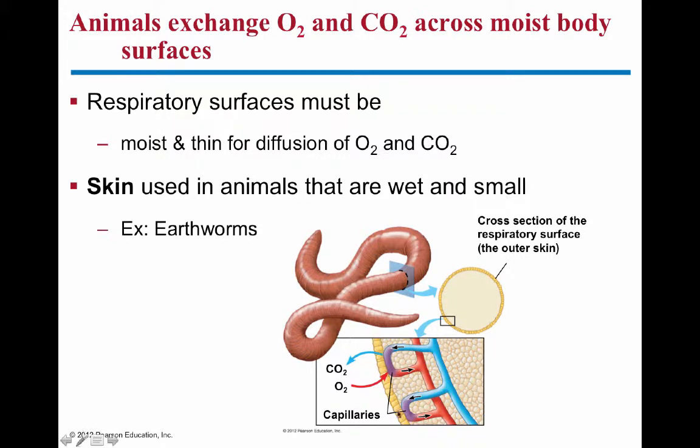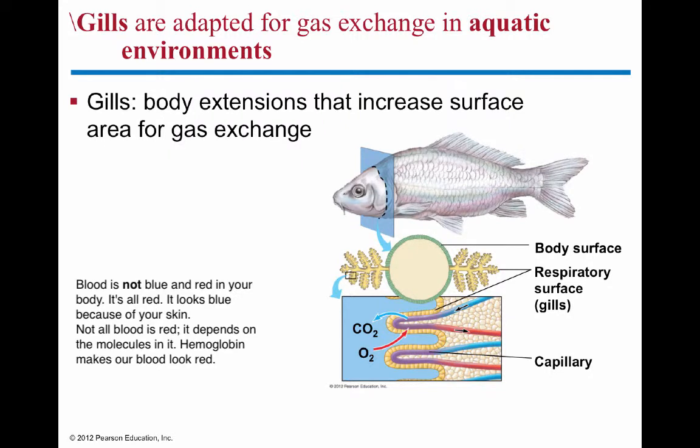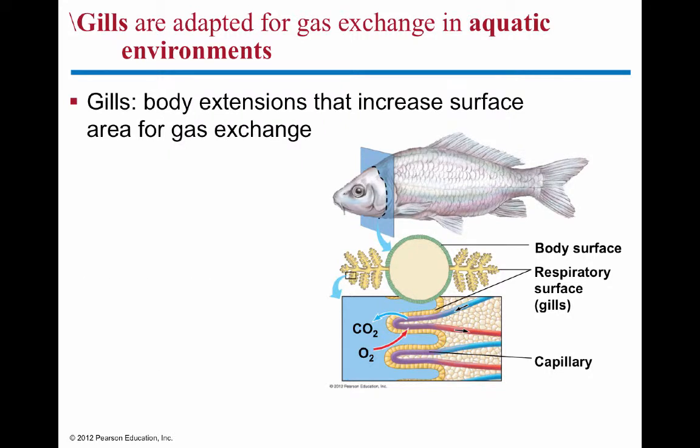These are one layer of cells right up next to capillaries where the deoxygenated blood, which is represented in blue here, is coming in, dropping off its carbon dioxide, and then picking up oxygen, which goes back out into the body. Gills are another type of surface that oxygen and carbon dioxide exchange can happen across.